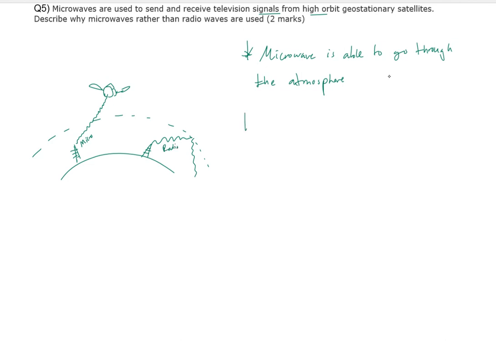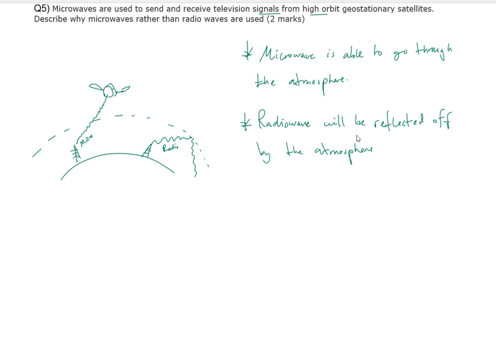Radio wave will be reflected off by the atmosphere. That's why microwave is used, because microwave is able to penetrate, go through the atmosphere without being reflected, and radio wave is going to be bounced, would be the one that gets bounced off.